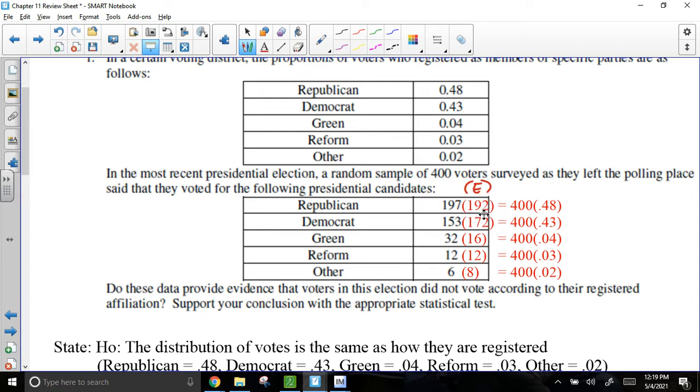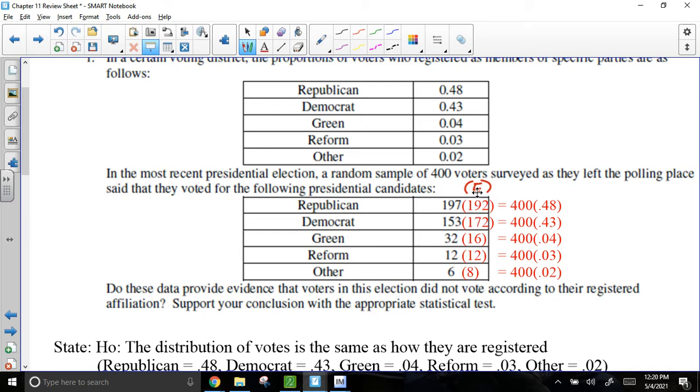parentheses. And I did that by saying, okay, we sampled 400 people. So I just took this 400 and I multiplied it by the 48%. I multiplied 43% by 400, 4%, 3%, 2%. I multiplied all of those percentages by 400 because if my sample size was 400, you would expect 48% of those to vote Republican. So that's how I got these numbers, 192, 172, 16, 12, and 8. So these are all of my expected counts.